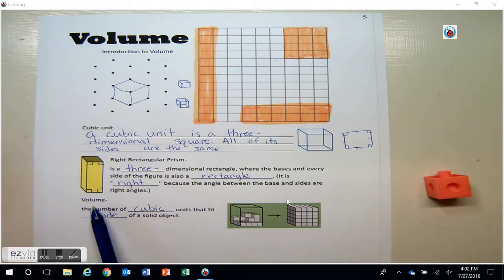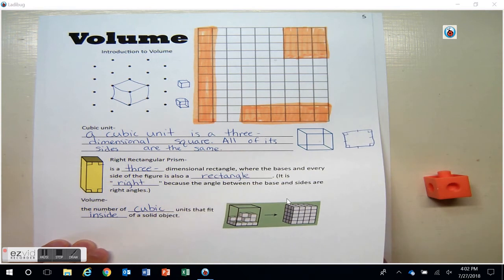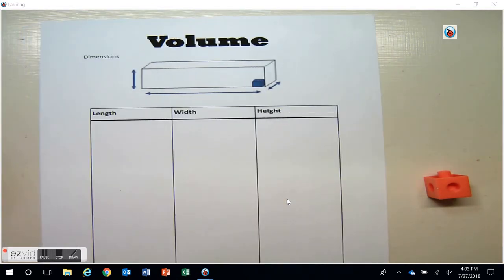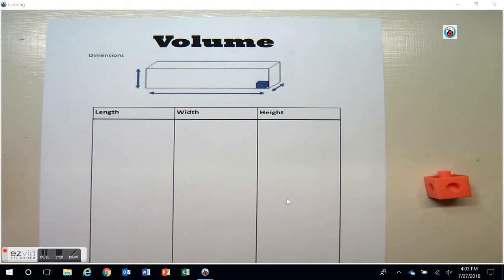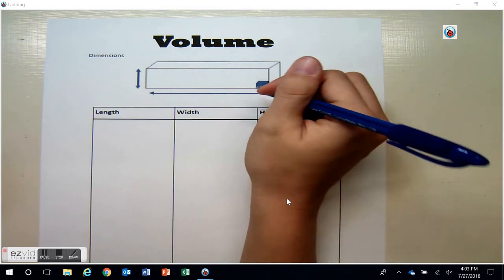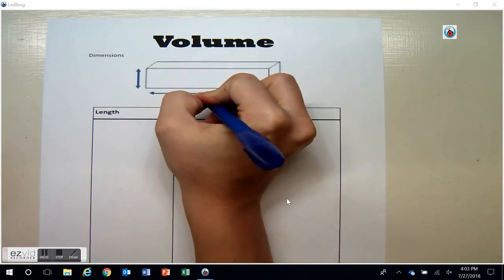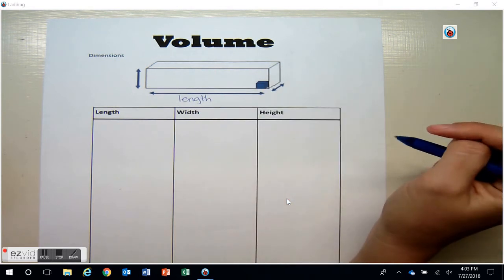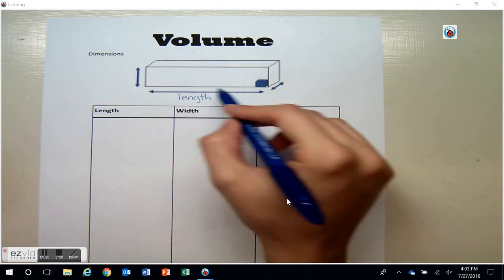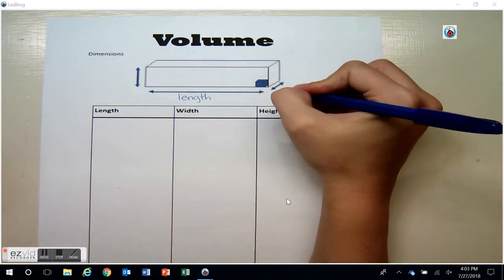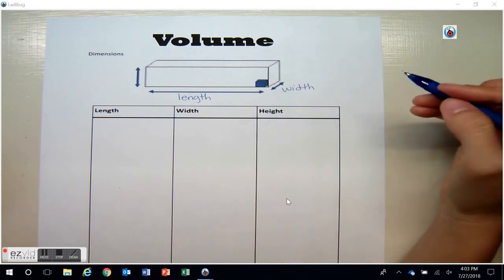Let's go ahead and use the next page to record as many different types of rectangular prisms and their dimensions as we can. So when I'm saying dimensions, I would say length, typically the longest side. Most of the time it depends on how you're looking at it, but the length would be the longest side. The width would be the distance backwards or the shortest side, and the height would be like the height if you set it down on a table.